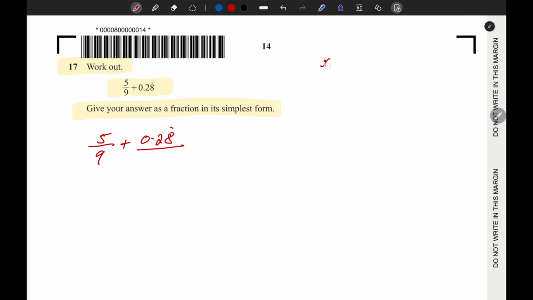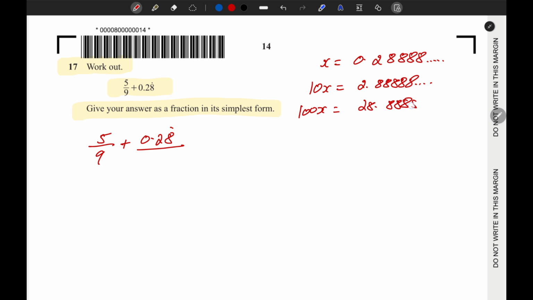So let's take this as x equals 0.28 with the 8 recurring. As I have told you, we have to remove the recurring part. So first of all, we multiply this with 10x, so this will be 2.88888 and so on. And then again we can multiply this with 100x, so that will be 28.8888. This is the recurring part.